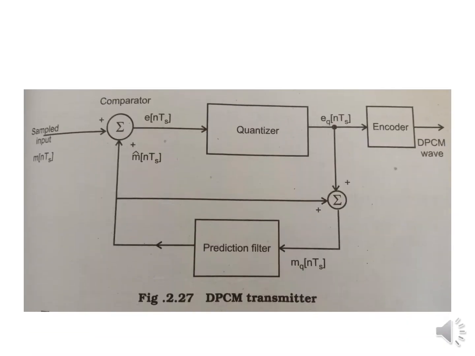This is the DPCM transmitter block diagram. We have the sampled input m(nTs), then the comparator, connected to the quantizer, with e(nTs) as the error signal. Then eq(nTs) is connected to the encoder. Below, we have m cap of nTs, connected to the comparator, and the prediction filter with mq(nTs). Finally we get the output as the DPCM wave.